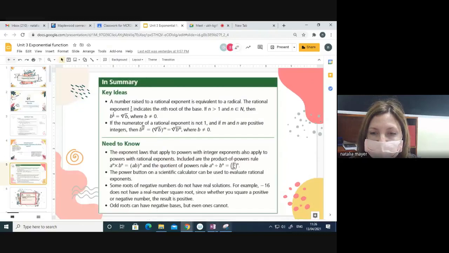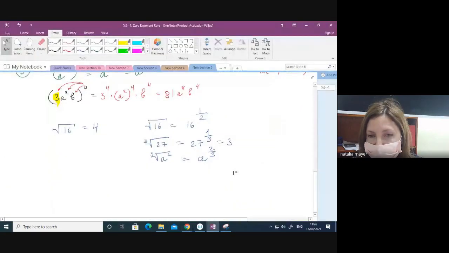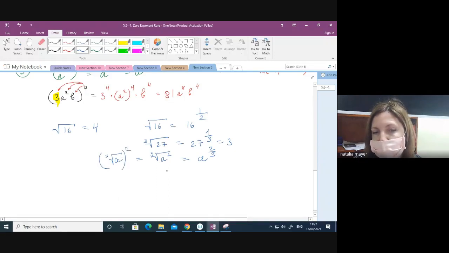So for example, in this case, I have a to the power of 2 over 3. So 3 is the denominator. It goes to the index. 2 is the numerator. It applies to a. So you can write it like this. But this is the same thing as the third root of a, all squared. This is the more commonly used, but sometimes you need to recognize that this is true.